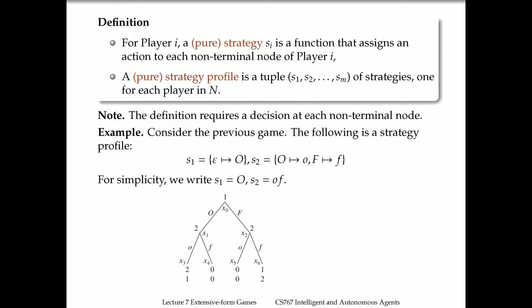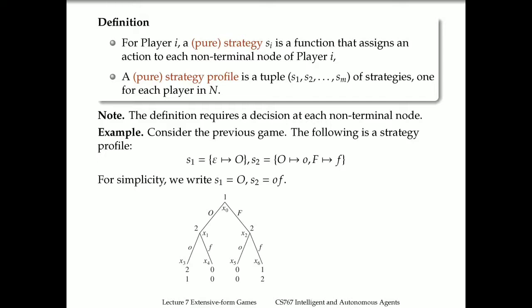So consider that previous game. Of course, it's a very simple game with 2 levels, and we have the following strategy. Remember, when we define the strategy, we need to specify the action at every non-terminal node. For player 1, there's only one node that belongs to player 1, that's the root, and it could be either big O or big F. So let's say player 1 just plays big O.